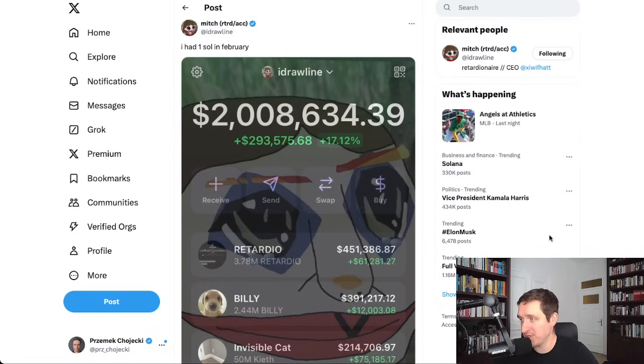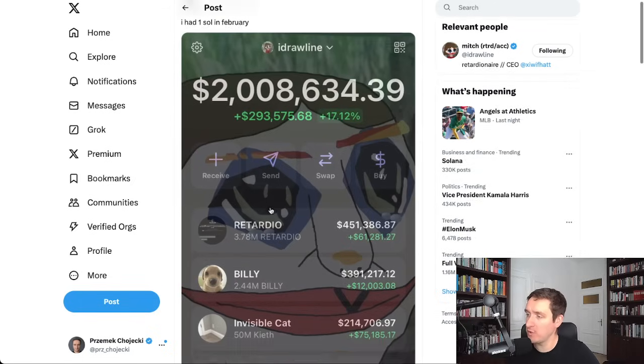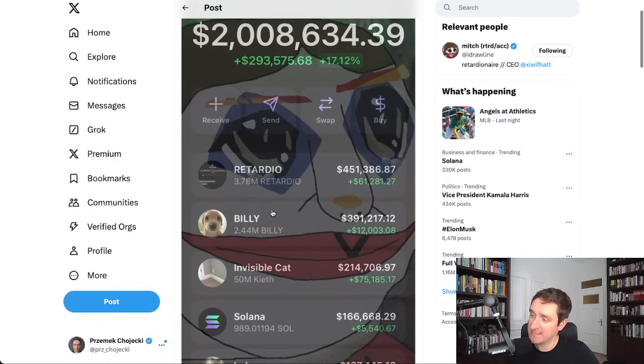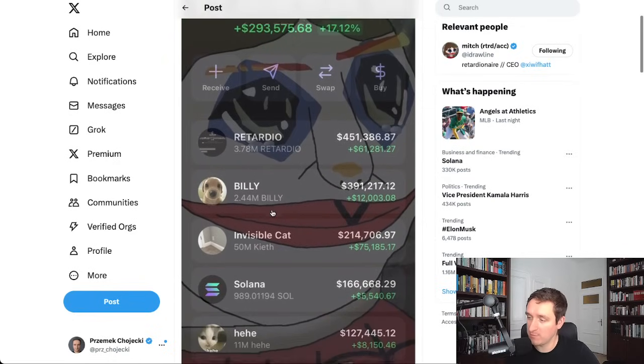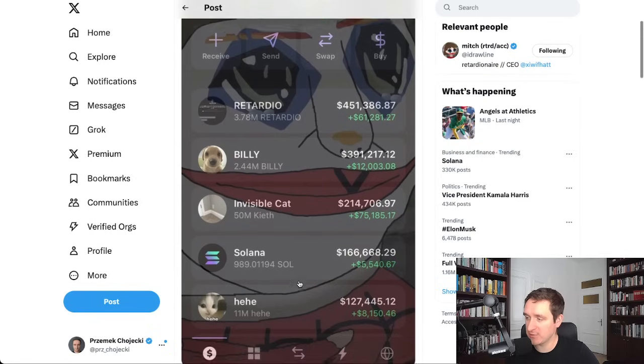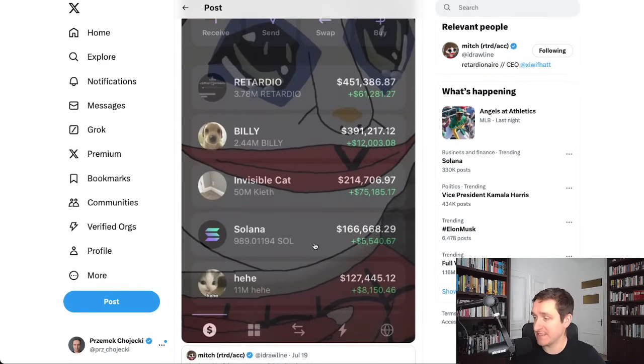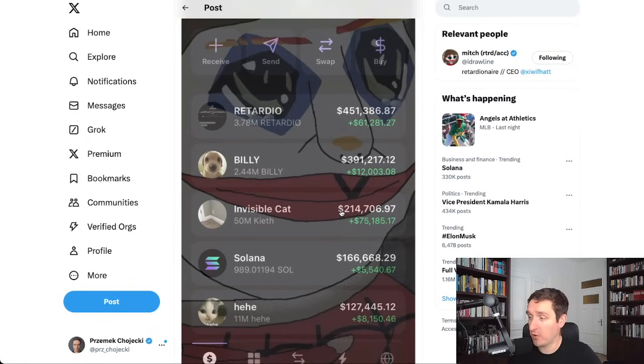And this is the case with Mitch, who really started with one SOL in February and ran that up to $2 million within a couple of months. Of course, this is an outlier, but we're looking for stuff like that. The reason for me showing you that is that you can see he's into small meme coins. So this Solana coins here, $166,000 is basically from taking profit.